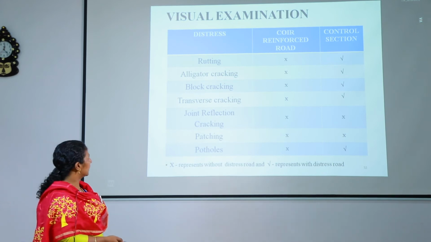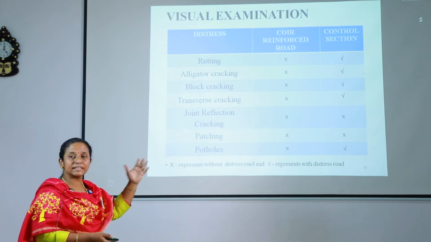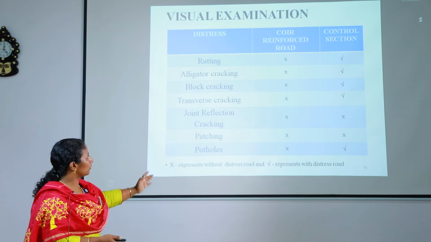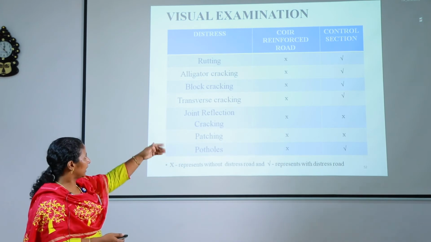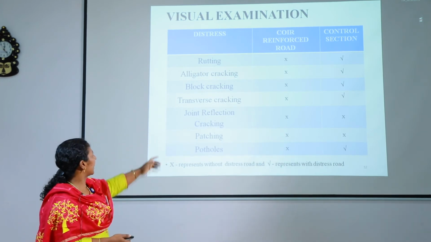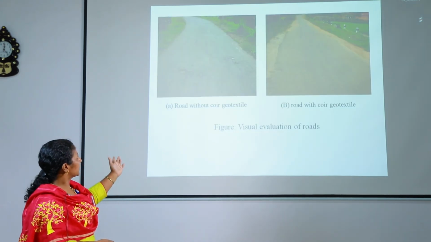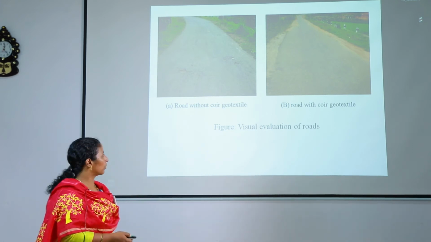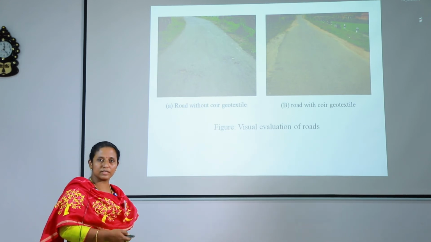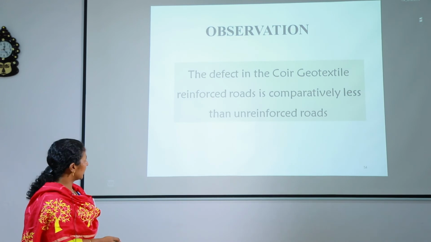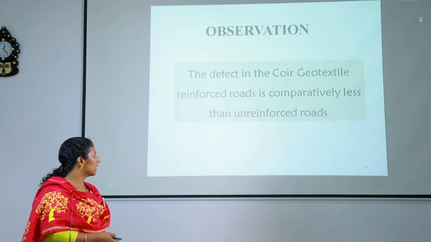In the visual examination results, the cross mark represents a road without distress and the tick mark represents a distressed road. We can see that the coir reinforced road does not have any distress, but the control section shows some rutting, alligator cracking, block cracking and transverse cracking. This is the picture of the unreinforced road as well as the reinforced road. We can see from the picture itself that the coir geotextile roads do not have any surface defects. The observation from this study is that the defects in the coir geotextile reinforced road are comparatively fewer than in the unreinforced roads.